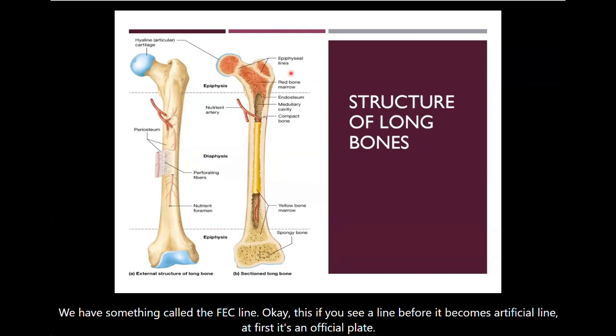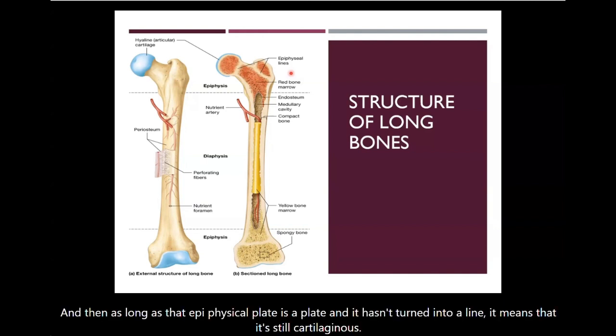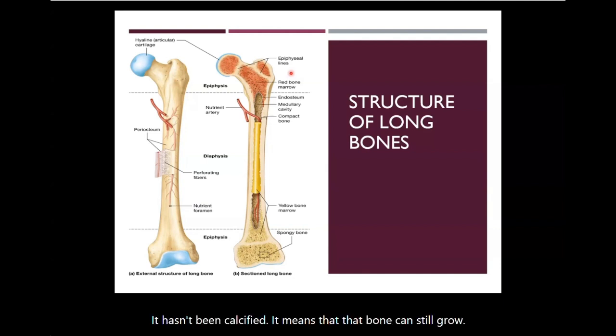This epiphyseal line, before it becomes epiphyseal line, at first it's an epiphyseal plate, and then we're gonna talk about this in a couple of slides later. Epiphyseal plate, everyone, is made up of a cartilage tissue, and then as long as that epiphyseal plate is a plate and it hasn't turned into a line, it means that it's still cartilaginous, it hasn't been calcified, it means that that bone can still grow, okay?